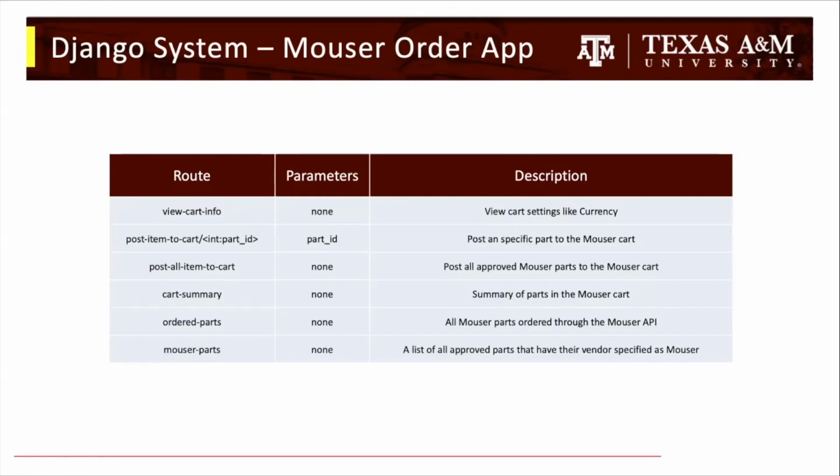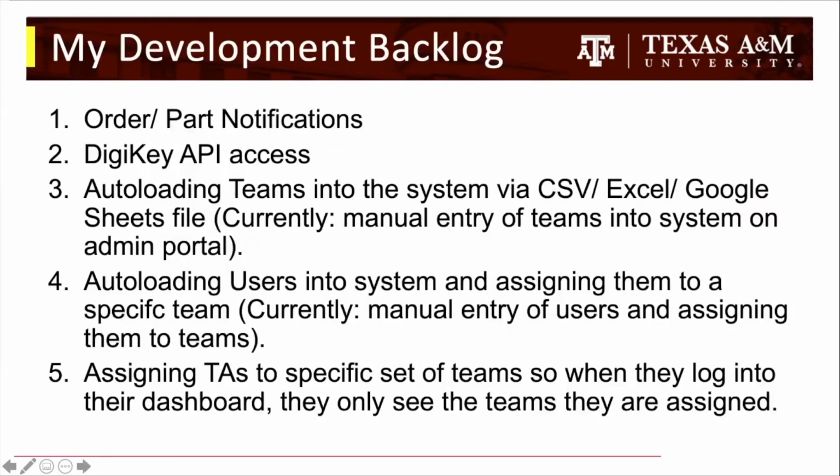They just tell me there's an error, but you know, that kind of thing. It's a very easy fix. So this is my development backlog. There's an order and part notifications. That's something that I really want to tackle. There's a big logistical issue there with shipping and receiving and the business office, so we're going to have to coordinate a lot of that.